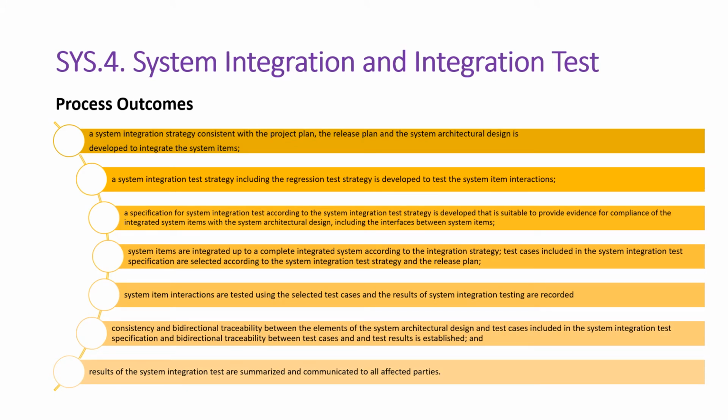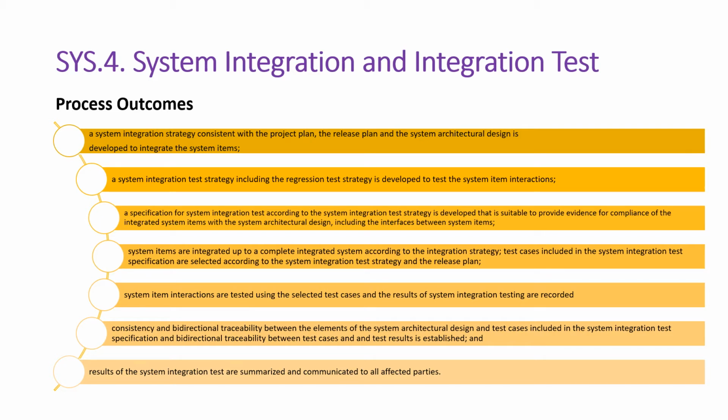So what are the process outcomes? A system integration test strategy is consistent with the project plan, release plan, and the system architecture design, and these are the inputs. We have the project plan in place because we have to know the timelines and what should come first; we define these in the project plan. The release plan says at what particular release this will get delivered to the customer.